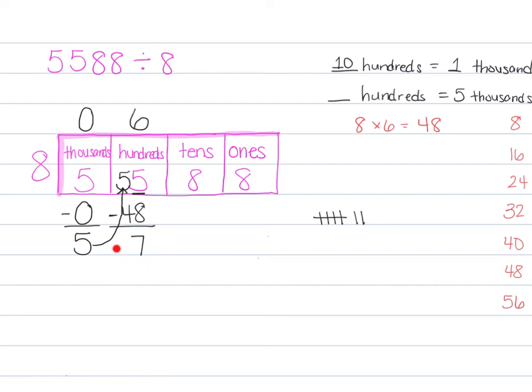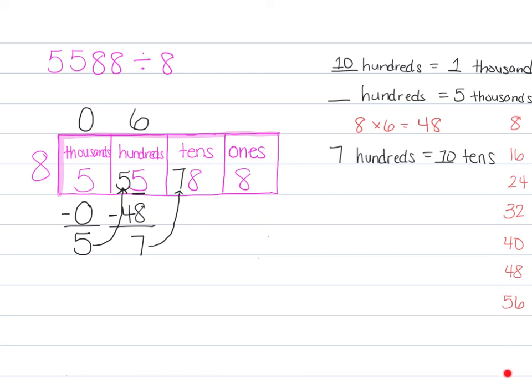Can we regroup 7 hundreds? Yes, we can make them into tens. How many tens are there in 700s? There's 70. So the 7 goes in the tens column, and there's already 8 tens there. So now we have 78 tens.